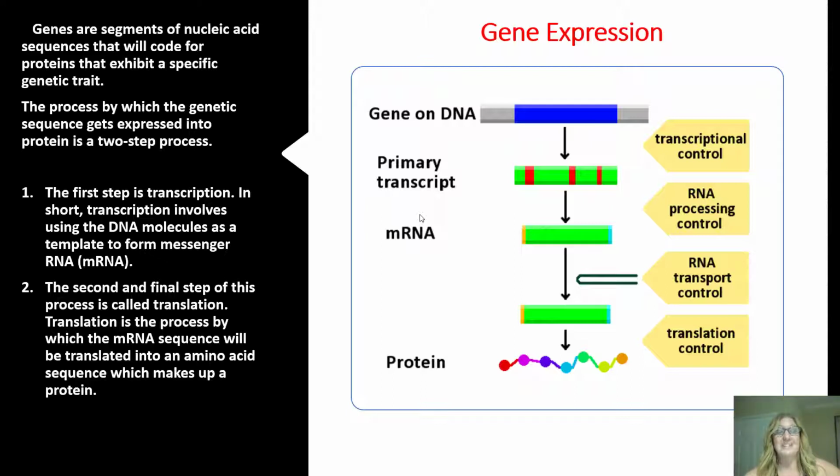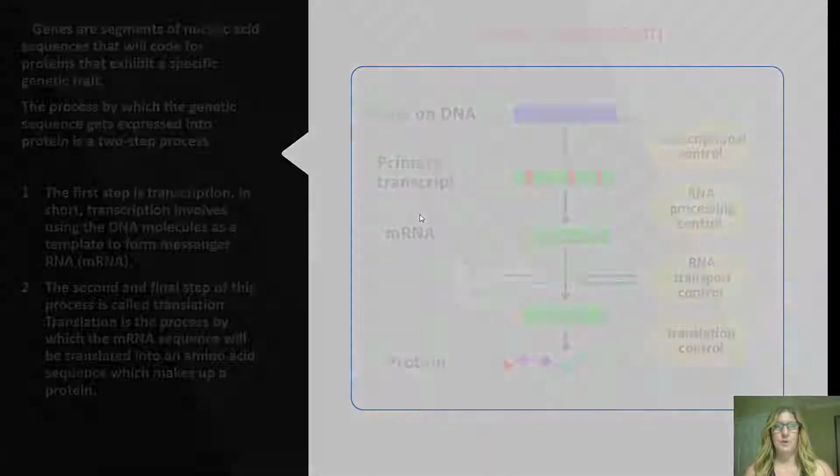The process by which the genetic sequences get expressed into protein is the two-step process, which I mentioned before, which is transcription and then translation. Transcription involves using DNA molecules as a template to form messenger RNA. And the second and final step of the process is translation, which is where the mRNA sequence will be translated into individual amino acids, which will be linked together to make up a protein product.